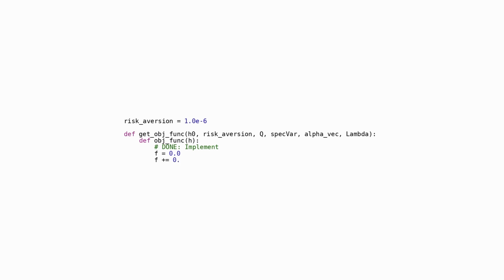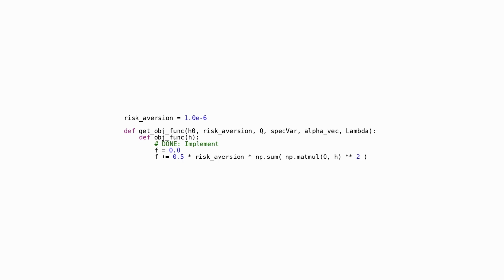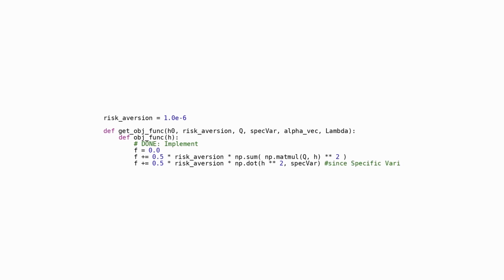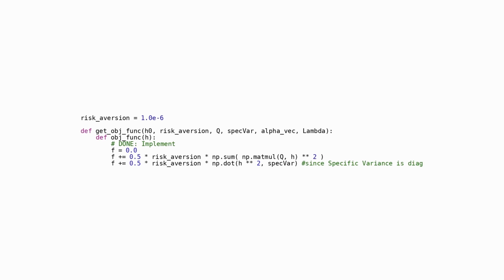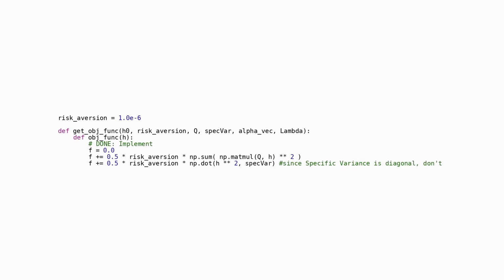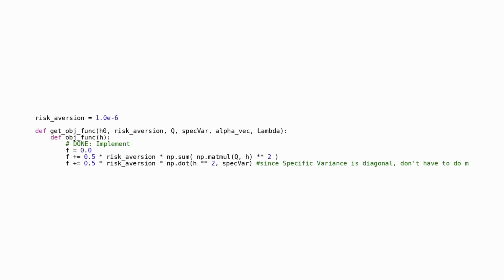The purpose of the obj_func is to evaluate the trade-off between portfolio risk and expected return, where the risk is a quadratic function of the weights h with respect to the covariance matrix Q and specific variances spec_var, and the expected return is linear with respect to assets' expected returns alpha_vec. Additionally, it includes a regularization term that penalizes the squared differences between the new portfolio weights h and the initial weights h0, weighted by lambda. The factors of 0.5 before the risk terms are standard in quadratic optimization, often to simplify the derivatives.